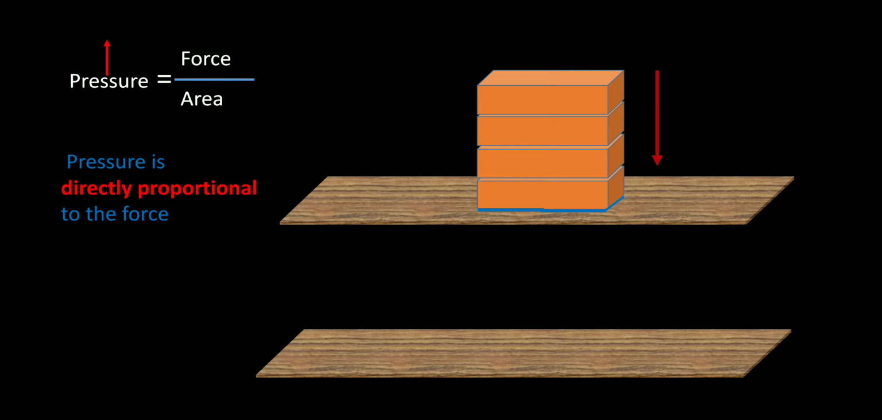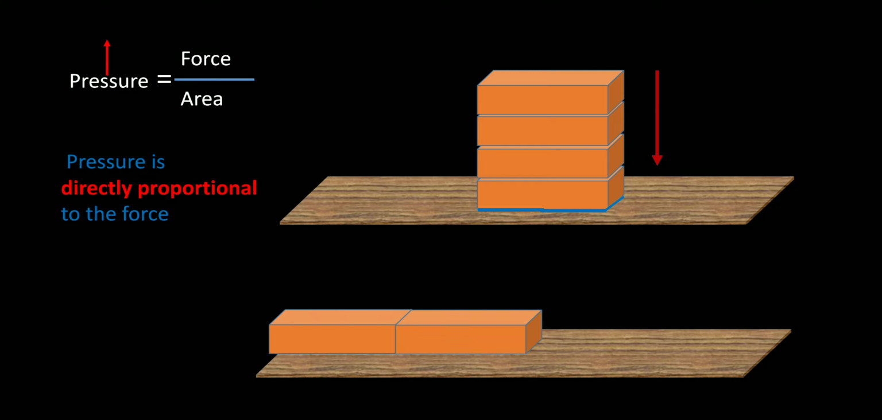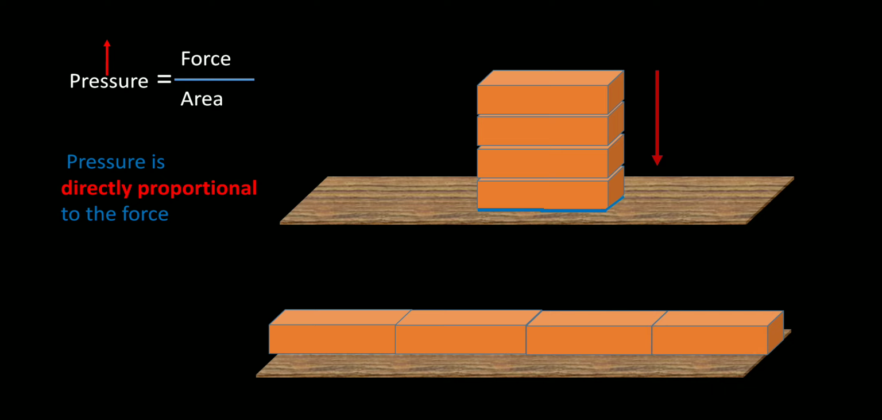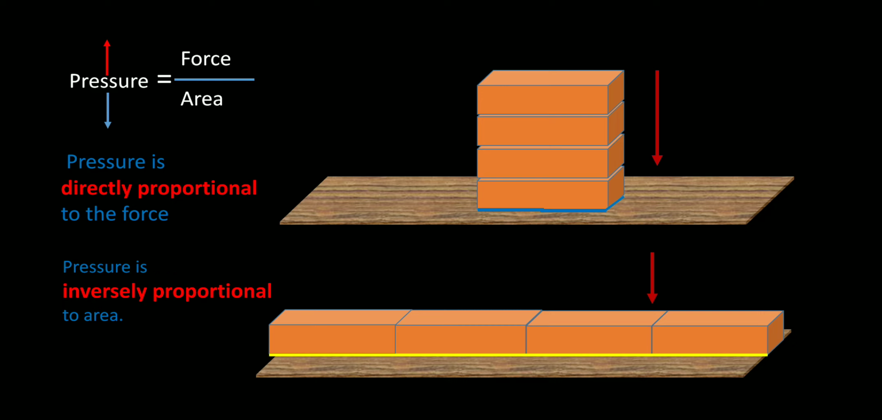It means pressure is directly proportional to the force. Now suppose I put the four bricks in this way. There is the same force, but now the area is increased. So my pressure is decreased. It means pressure is inversely proportional to the area. As area increases, pressure decreases.